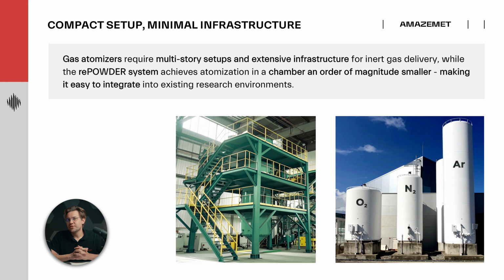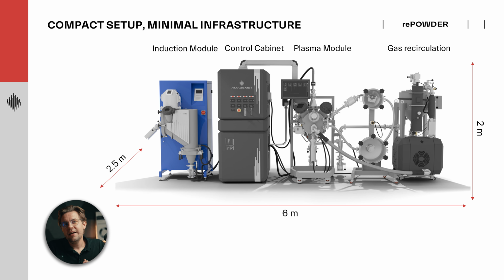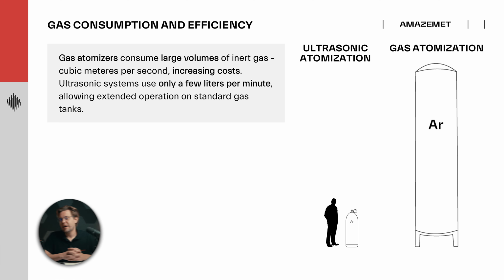Also, gas atomizers have much larger requirements for compressed gas. Usually when there is a gas atomizer, right behind the wall there is a whole facility for the compressed gas to be delivered into the spray chamber. On the other hand, you can see rePOWDER, the ultrasonic atomizer by AMAZEMET. Its chamber is an order of magnitude smaller than a typical gas atomizer. That's why it fits where space is an issue, or where we would like to employ it in an existing laboratory floor.